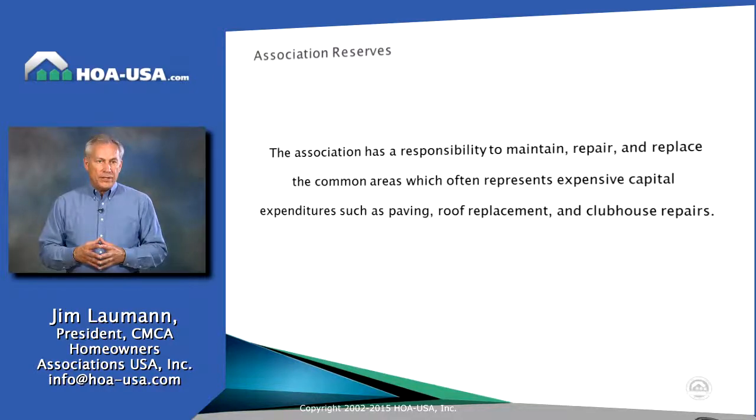The association has a responsibility to maintain, repair, and replace the common area elements, which often represents expensive capital expenditures for those issues that we talked about: paving, roof replacement, clubhouse repairs, and others.